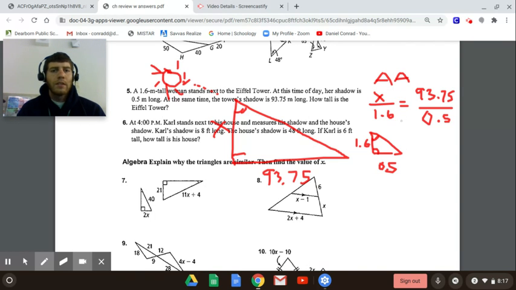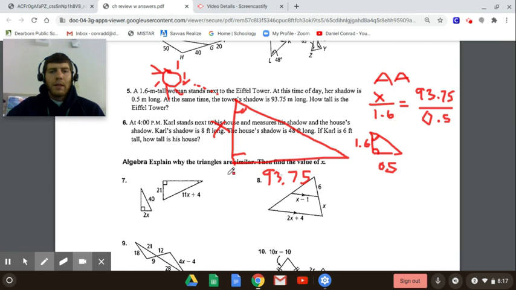Okay, the next one is just like that. So Carl is standing next to his house. He measures his shadow and the house's shadow. Again, I don't know why students have so much trouble with this, but the shadow is on the ground. If you think of yourself as outside, on a sunny day, where's the shadow? Your shadow is on the ground.